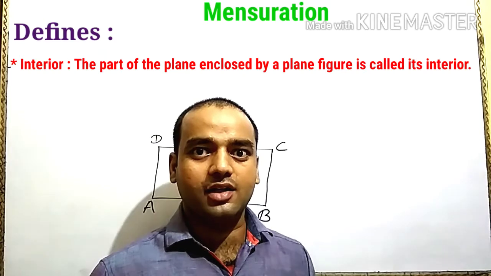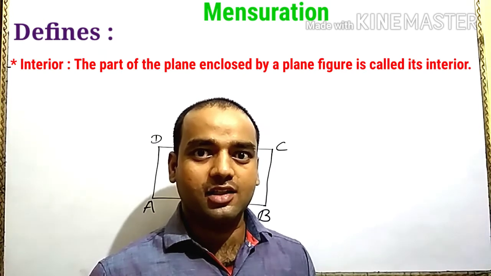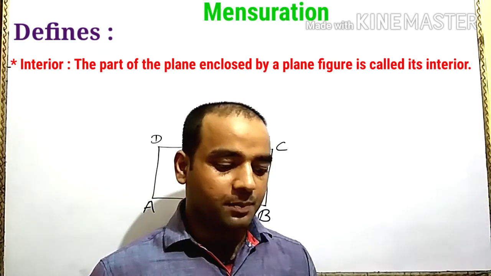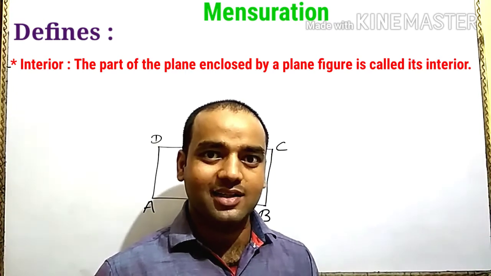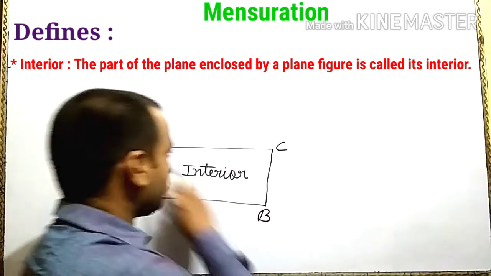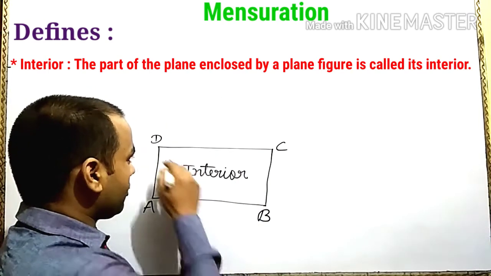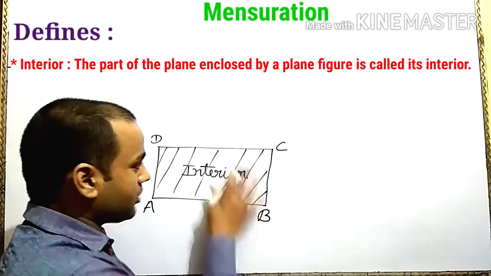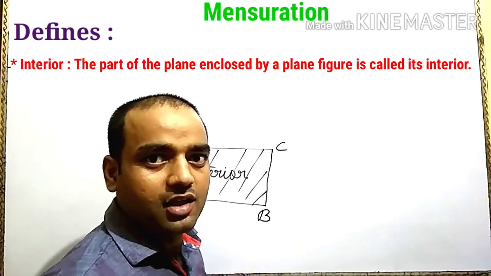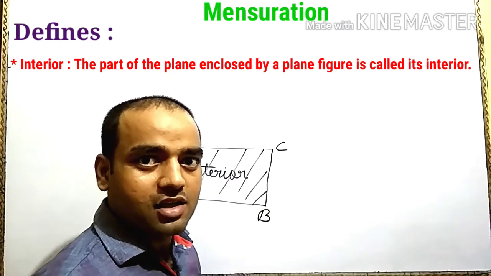Next define interior. What is interior? The part of the plane enclosed by a plane figure is called its interior. So this is a plane figure, enclosed by this area. So this area, this part, is called interior. Is it clear? Now let us discuss next define.